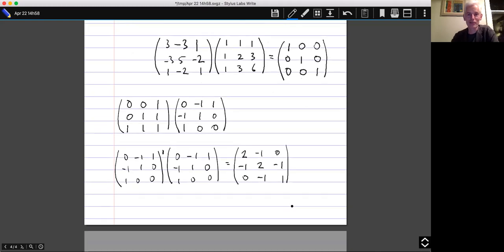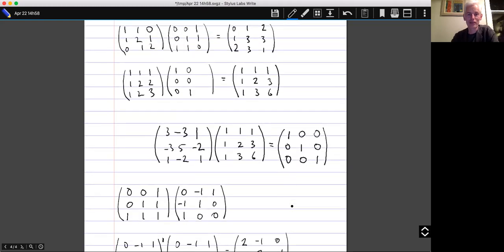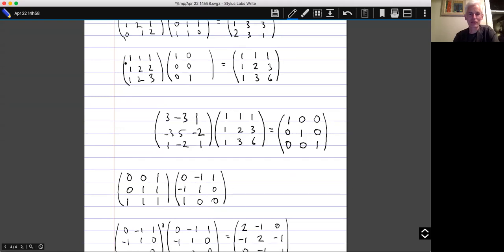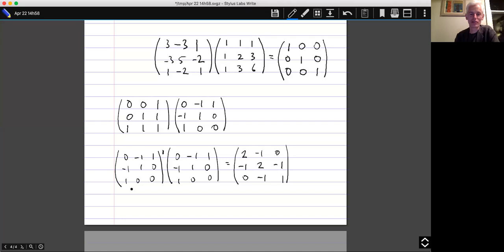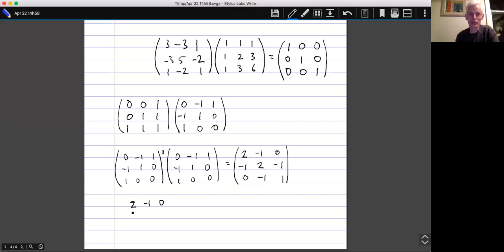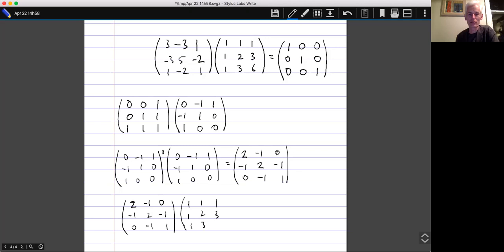And finally, the grand finale. So that, by the way, was working out the inverse of this matrix here, which perhaps I should have just done directly. But now I want to multiply that by this matrix here. So that's 2, -1, 0, -1, 2, -1, 0, -1, 1 times 1, 1, 1, 1, 2, 1, 3, 3, 6.